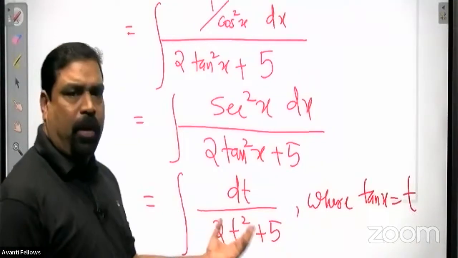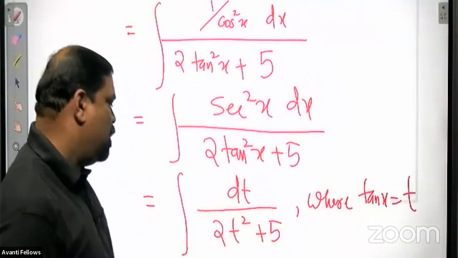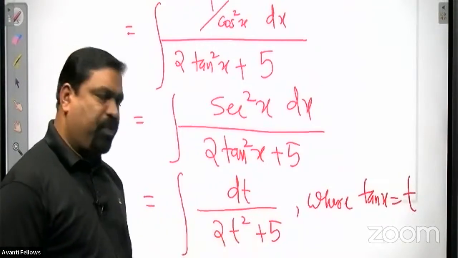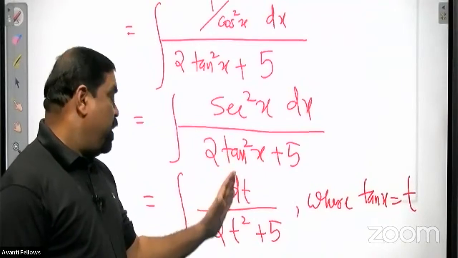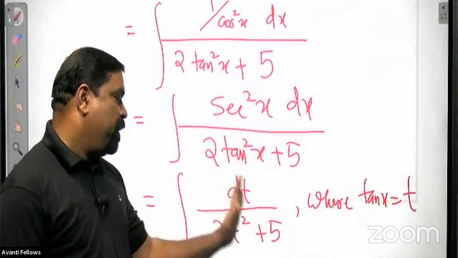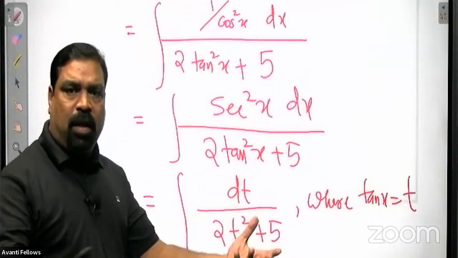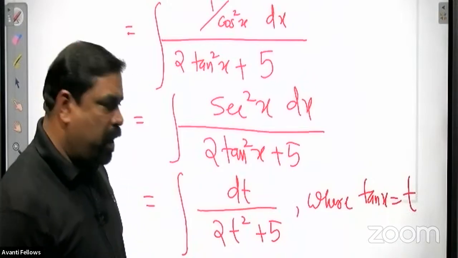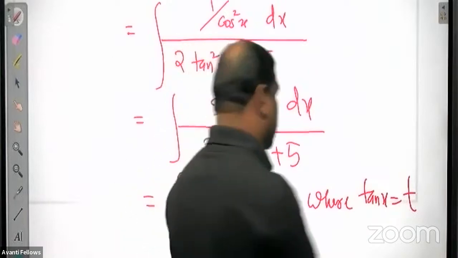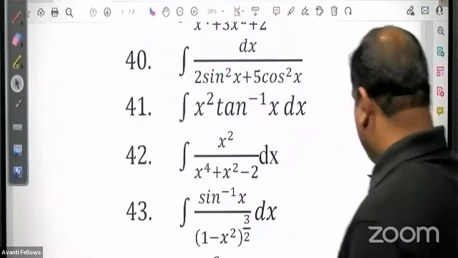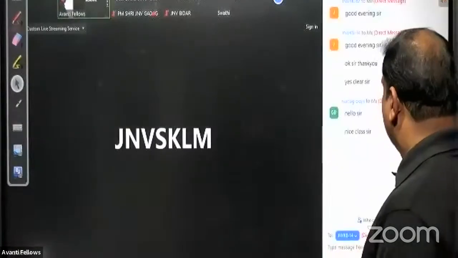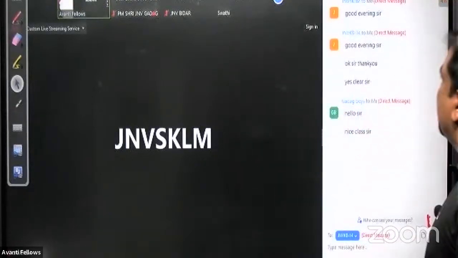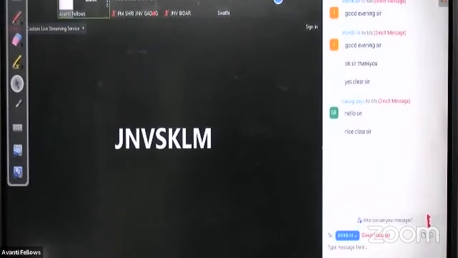I think this can be easily integrated, there is no difficulty. It's a standard formula. If you want, you can take 2 outside, then it becomes t square plus 5 by 2. So it becomes 1 by a square plus x square form, which is the standard integral. Everybody knows the formula, so you can complete it by yourself. Any suggestion? Any doubt? Any question? Nothing. Okay.